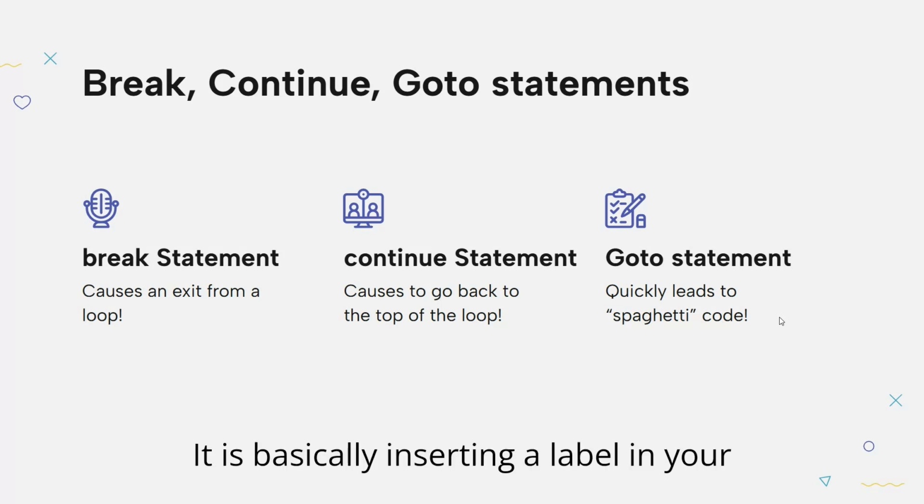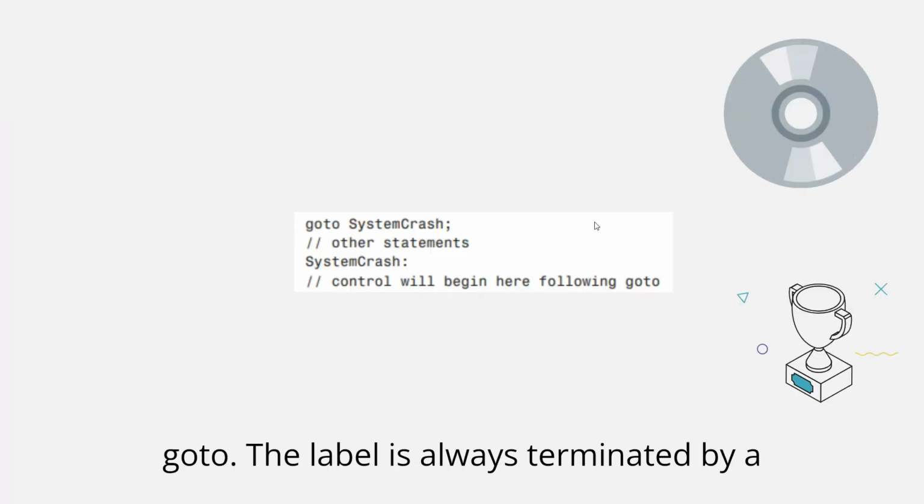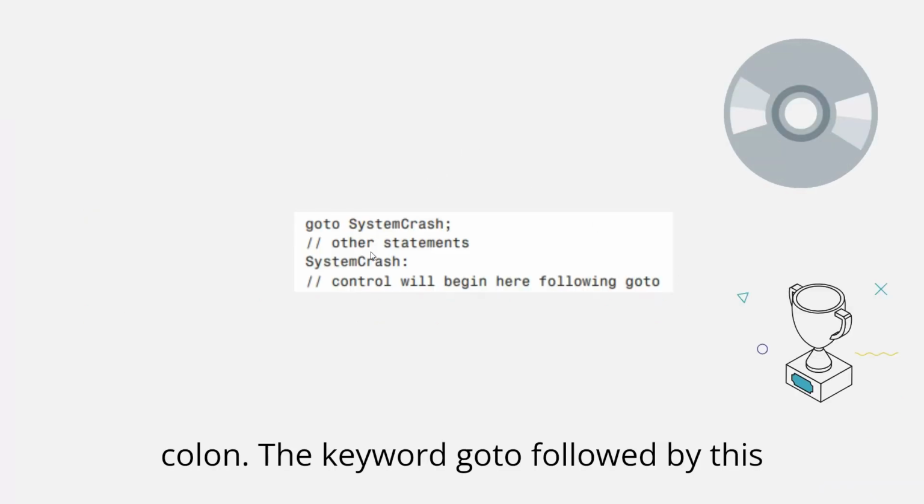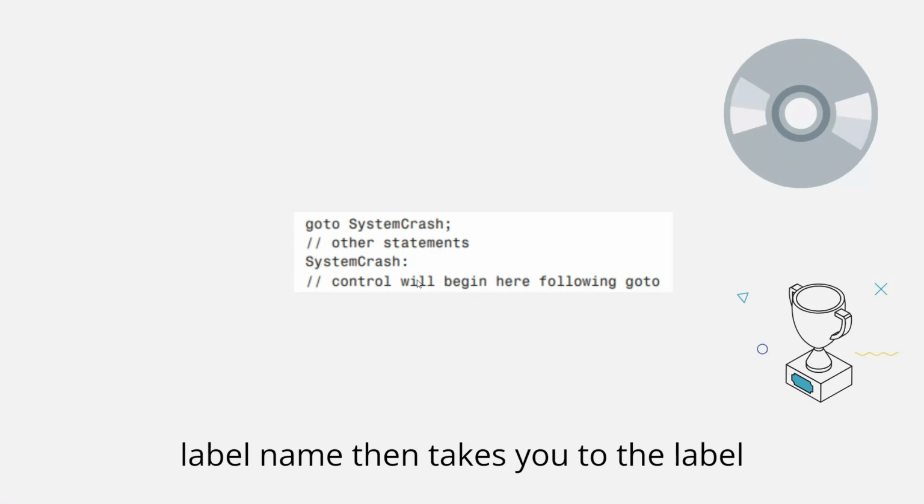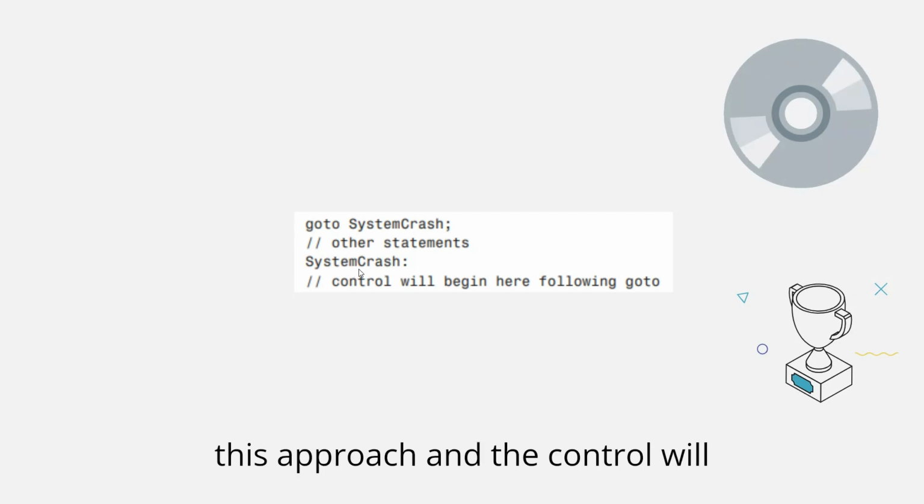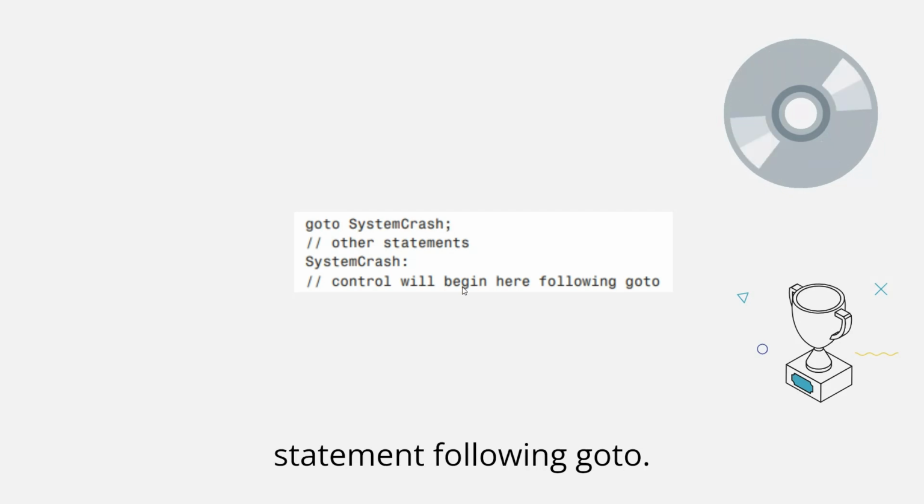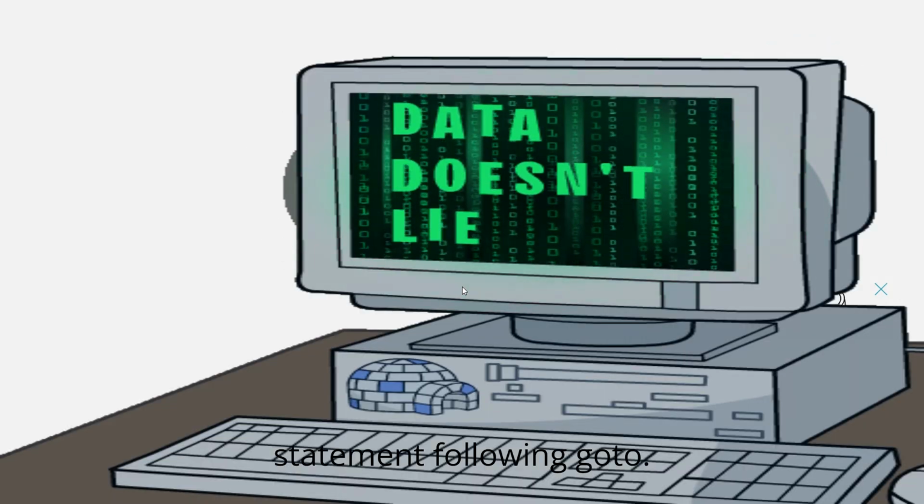It is basically inserting a label in your code at the desired destination for the goto. The label is always terminated by a colon. The keyword goto followed by this label name then takes you to the label. The following code fragment demonstrates this approach. And the control will begin from the statement following the label.